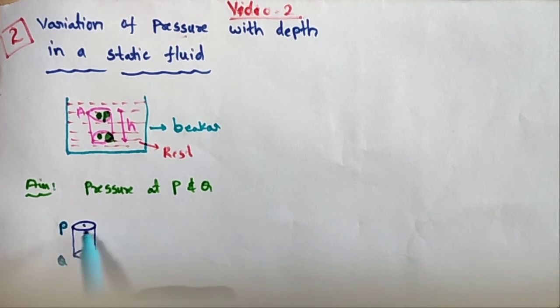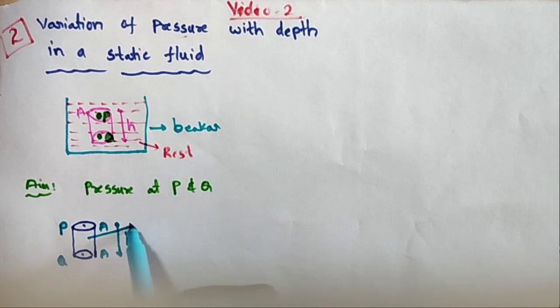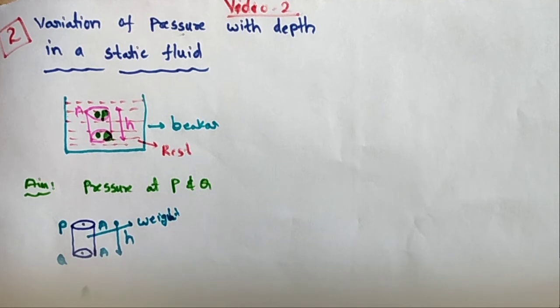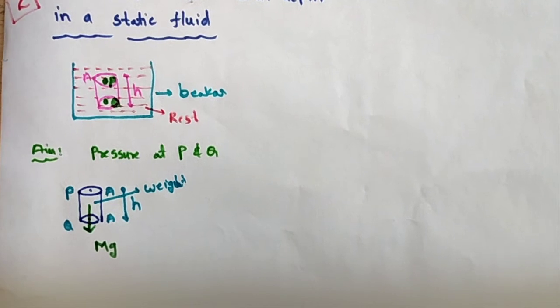What is the area? Capital A. Here also the area is capital A. What is the height of the cylinder? h. So inside the water, this imaginary cylinder has some weight, mg. The weight is acting in the downward direction.